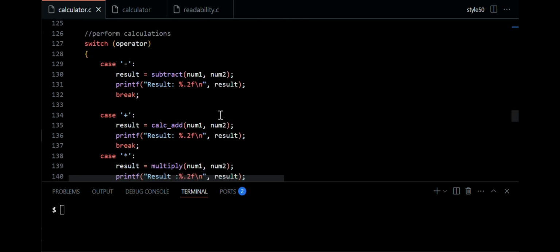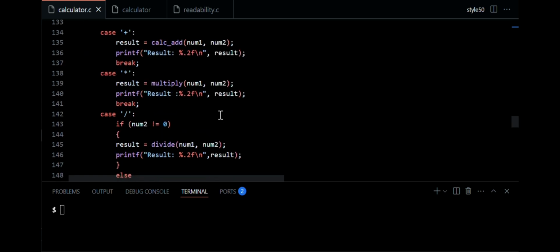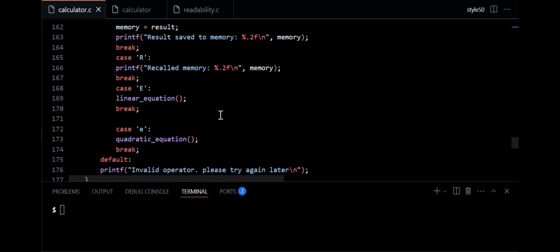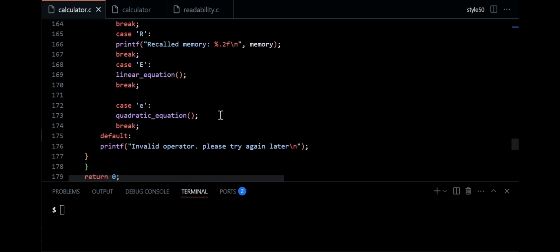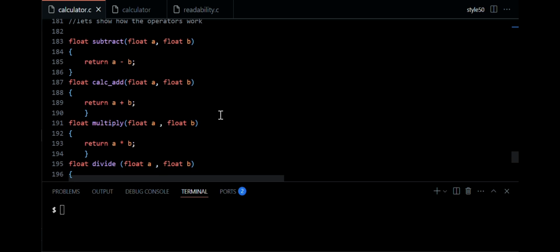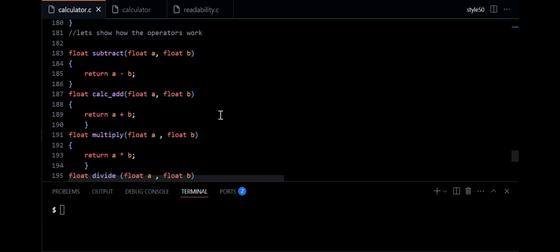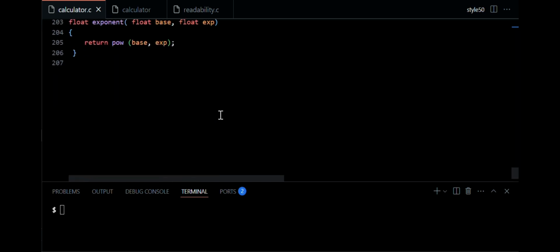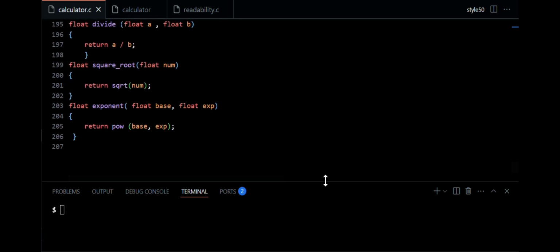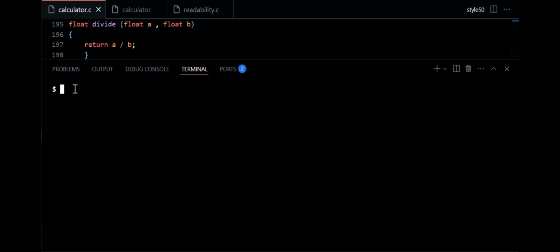And I used a switch statement for addition, subtraction, multiplication, division, square root, exponential, memory recall, linear, and quadratic, and all. Down here I called these in the main function. So that's it. Let me show you how we use this. How do we compile the code?